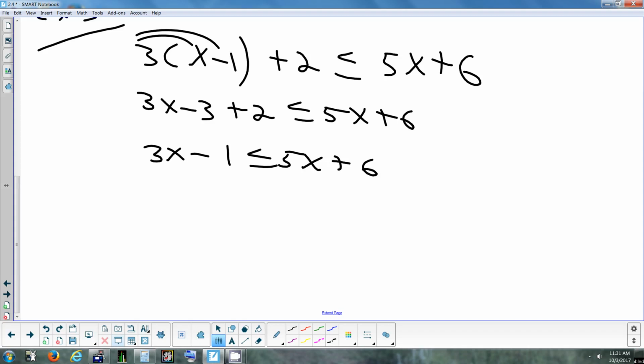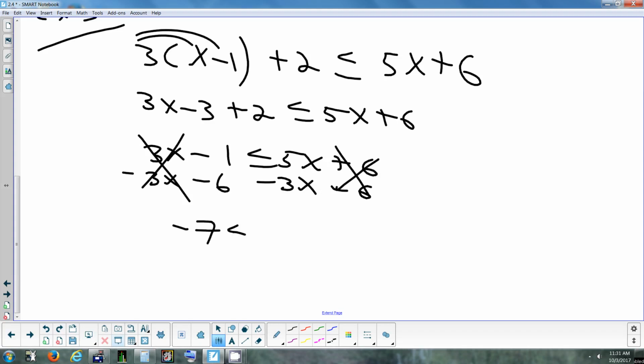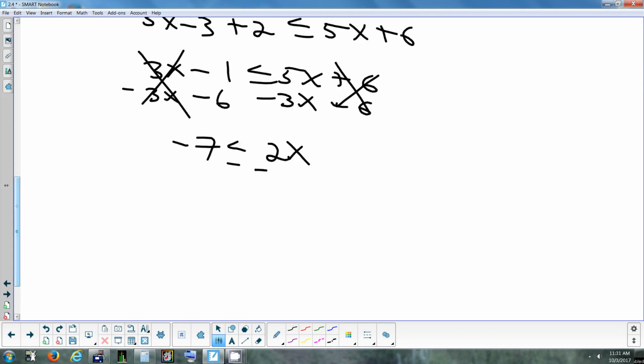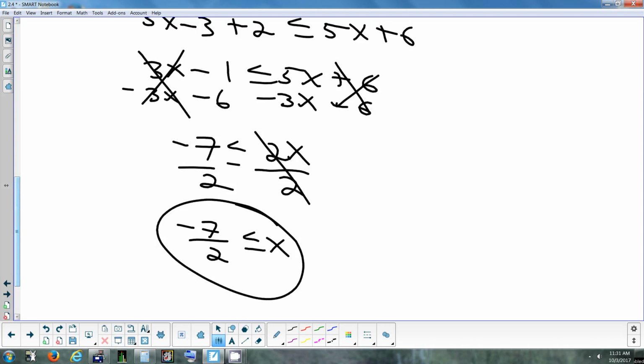You don't have to, but yep. Subtract 3x. Yep. So if you do that, subtract your 3x, and then subtract 6, you get negative 7 is less than or equal to, what's 5x minus 3x? 2x. And now my last step, divide by 2, and it's a positive. So I get negative 7 halves is less than or equal to x.